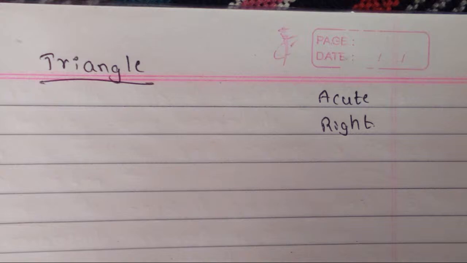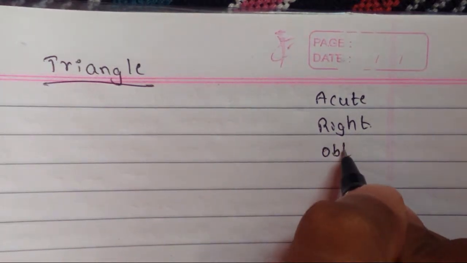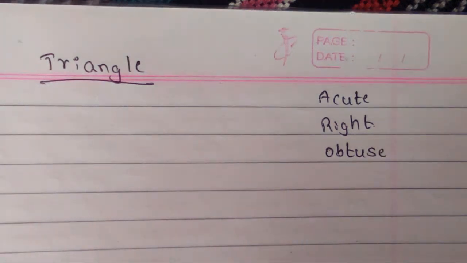Then next one is obtuse angle triangle. So what is meant by obtuse angle triangle? If the angle in a triangle is greater than 90 degrees and less than 180 degrees, that is, if the angle is an obtuse angle, then we call that triangle an obtuse angle triangle. Okay, these are the three classifications based on the angles. First one is acute angle triangle, the next one is right angle triangle, the next one is obtuse angle triangle.